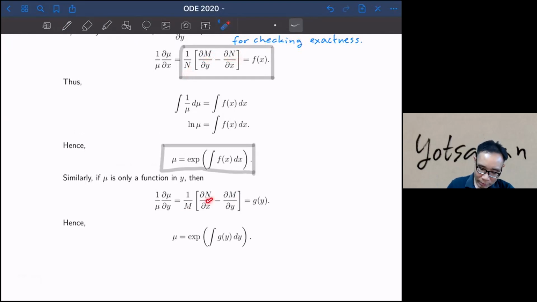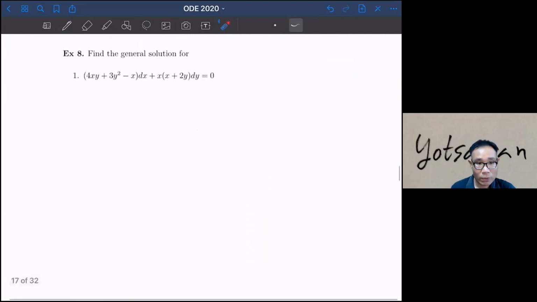If you have n minus m, you're going to divide by m. It depends on the calculation that you have, and it's going to turn out to be a function in y that I will show you in the last example. Okay, let's do example 1.